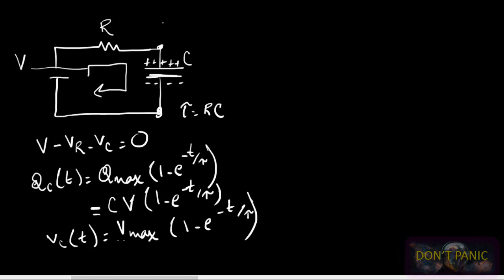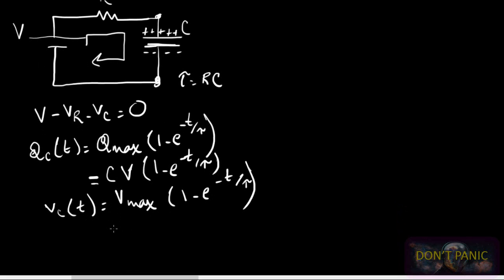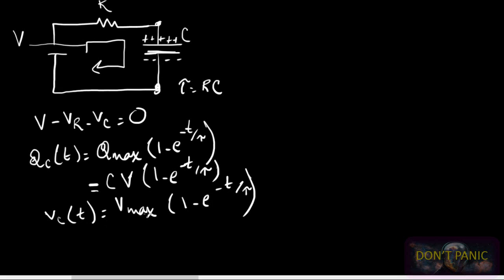Okay, and voltage at infinity, after a very long time, this term, e to the minus t over tau, goes to 0, and the voltage across the capacitor becomes just V max, which is the voltage of the battery. And voltage of the battery you can also write as the charge across the capacitor divided by the capacitance.